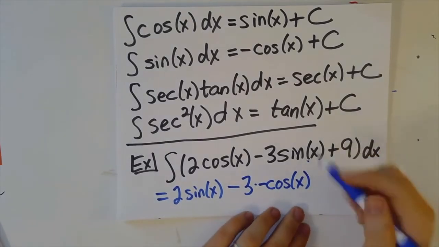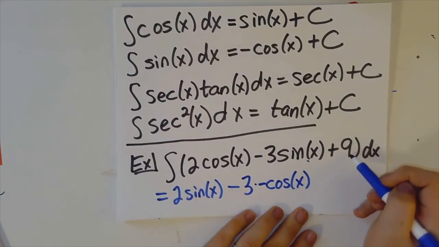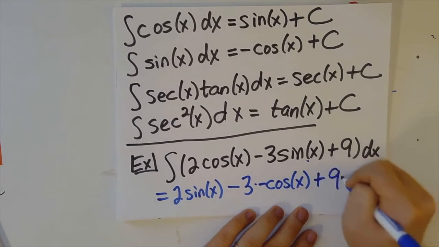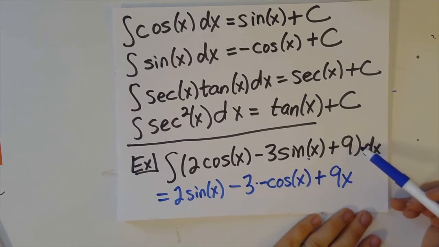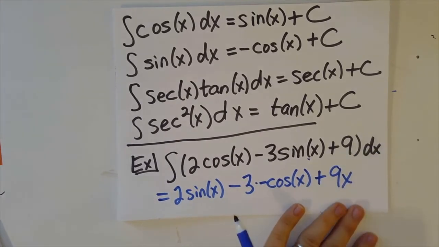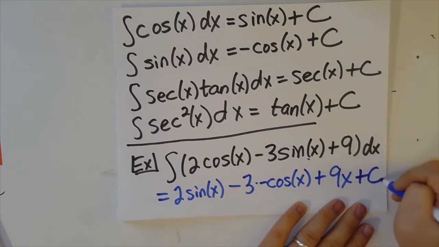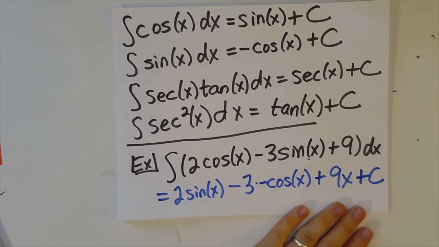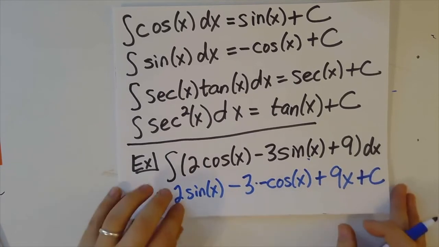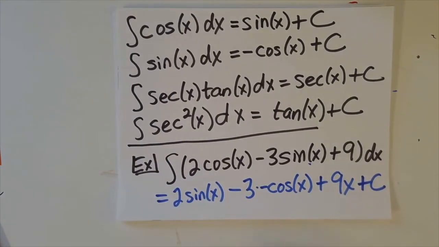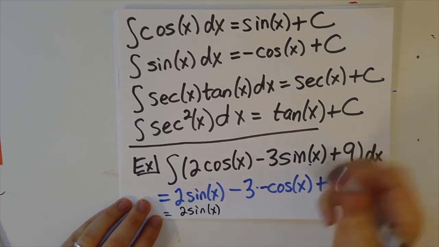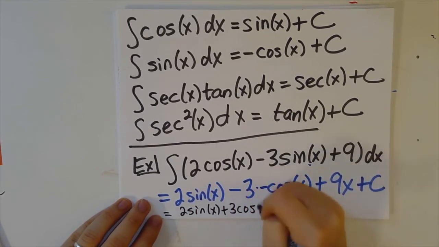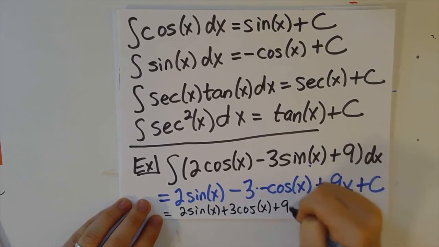Okay. And then going back to the last video, the 9 is going to become a 9x because we view, again, this 9 as a 9 times x to the 0th power so that we can use the power rule. And then we don't forget that we still get a plus c here to remind us that we could have an arbitrary constant. Okay. And this we could clean up just a tiny bit, and we could write this as being equal to 2 sine of x plus 3 cosine of x plus 9x plus c.